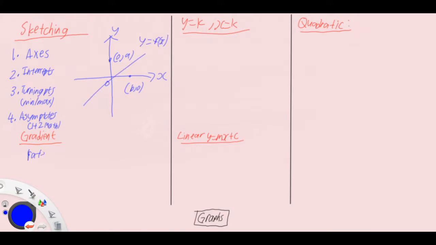Moving on to gradient definition: rate of change of y with respect to x, vertical change over horizontal change, rise over run. As some of you might have heard before.